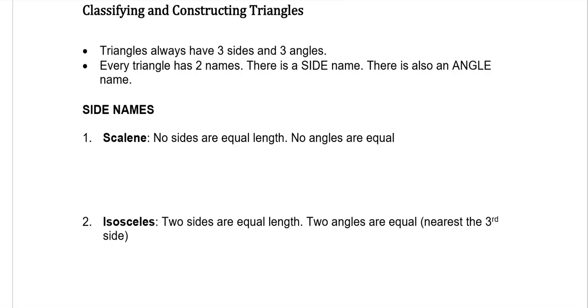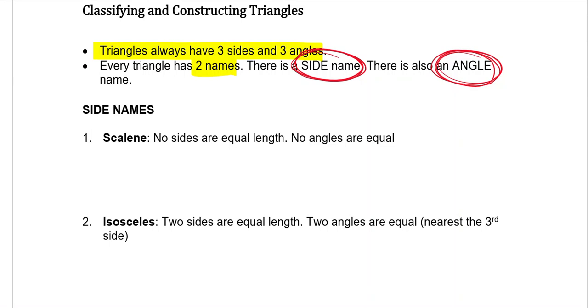Good morning, Year 7. Today we are classifying and constructing triangles. So remember, triangles always have 3 sides and 3 angles. Every triangle has 2 names. The first name can be given according to its sides, the types of sides that it has, and the second name is according to the types of angles.